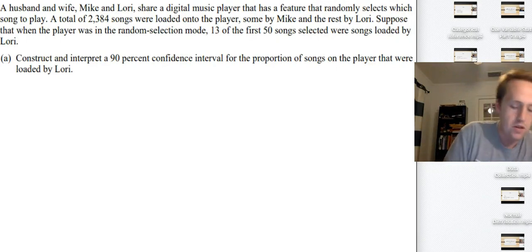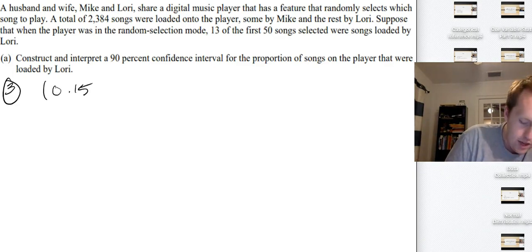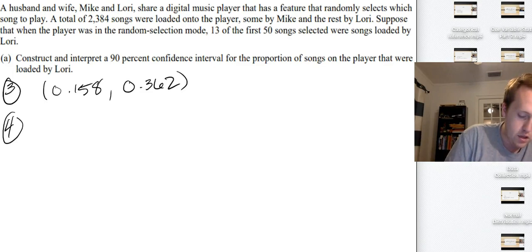Now I'm doing my do step. Remember, that's entirely done in the calculator. So let me just go in here. All right, and the calculator gives me 0.158 to 0.362. Now I need to make a conclusion.